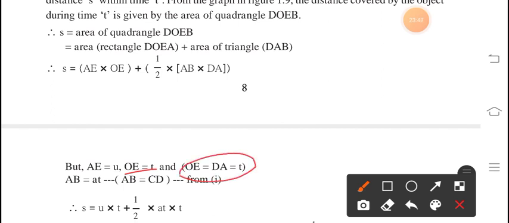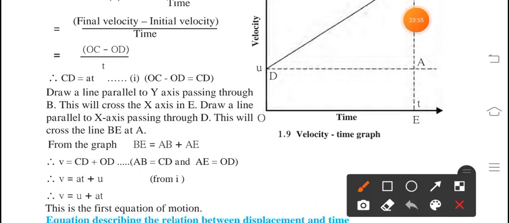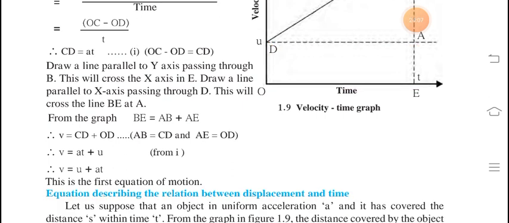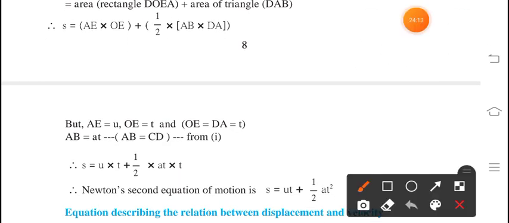We can say that OE and DA are equal to T. You can observe in this figure that OE and DA are parallel to each other. So whatever time OE is taking, that much time is taken by DA also. So OE is equal to DA, both are equal. That is why I am writing that OE is equal to DA is equal to T. Now next is AB is equal to AT.